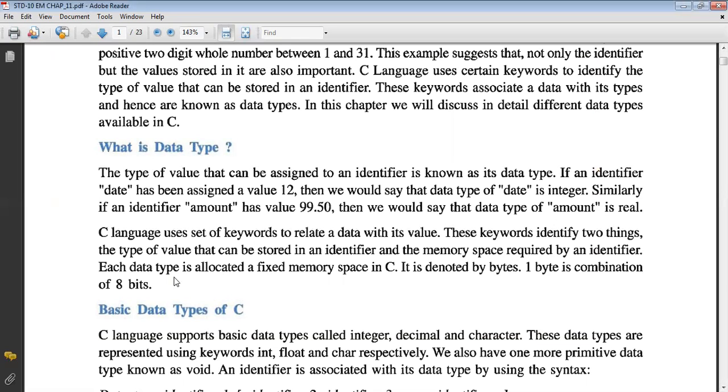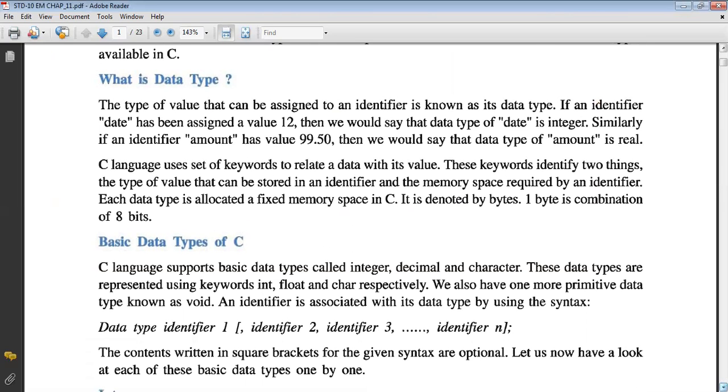Each data type is allocated a fixed memory space in C. It is denoted by bytes. One byte is a combination of 8 bits. Underline this line. You know this very well. This will come for filling in the blanks. One byte is a combination of 8 bits.